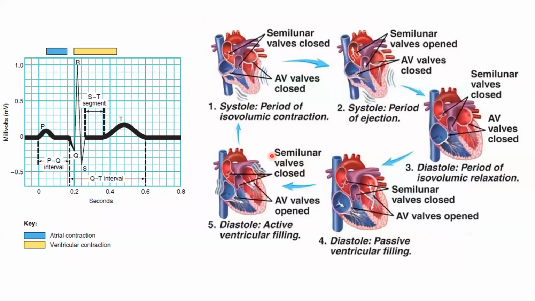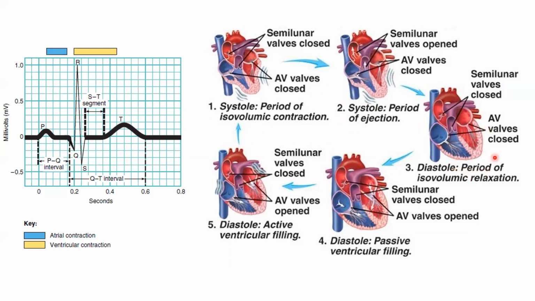So here is the cardiac cycle. When you say systole, it's the contraction of the heart. When you say diastole, it's the relaxation part of the heart. In systole, there is a period of isovolumic contraction wherein the AV valves are closed and your semilunar valves are also closed, but there is contraction. There is a period of ejection wherein blood is pumped, and the semilunar valves, the pulmonary and aortic valves, are open. So blood is pushed from the ventricles towards the aorta and the pulmonary artery.